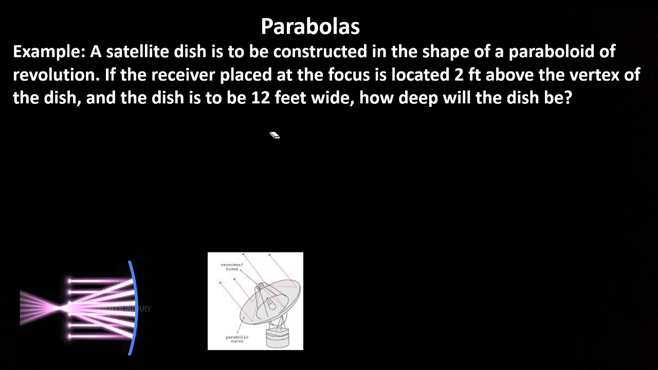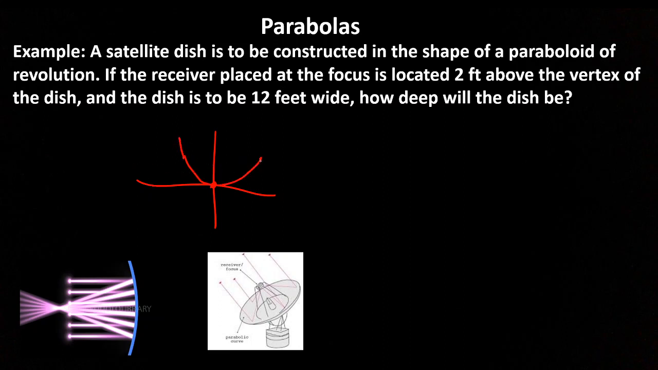Now here we have a satellite dish. It is to be constructed in the shape of a paraboloid of revolution. The receiver placed at the focus is located 2 feet above the vertex of the dish, and the dish is to be 12 feet wide. How deep will the dish be? So the easiest way to do it is to put the vertex at (0, 0) and let it open up, right?